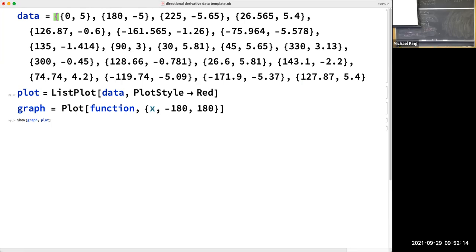Wait, 127. Wait, is your vector pointing this way or this way? This way. Then the angle is not 127.87. It's pointing that way. So what's that angle? I mean, probably some. Yeah, I don't think. 52.1. Okay.